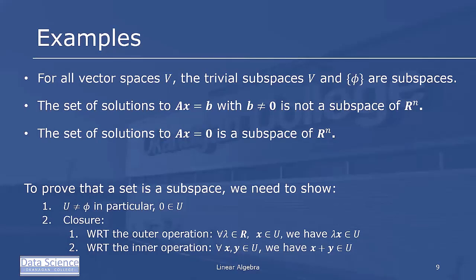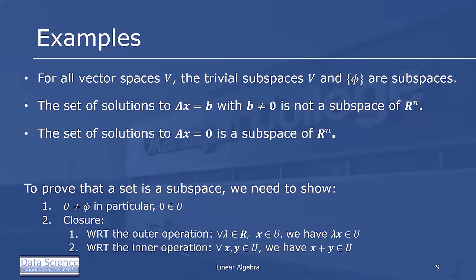To determine whether U is a subspace of V, we need to show a couple of things. First of all, that U is non-empty. Particularly, we need to show that the neutral element is in U. And then we have to show closure. With respect to the outer operation, we need to show that lambda x is still in U. And with respect to the inner operation, we need to show that x plus y is still in U.